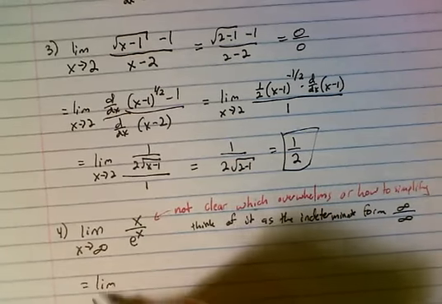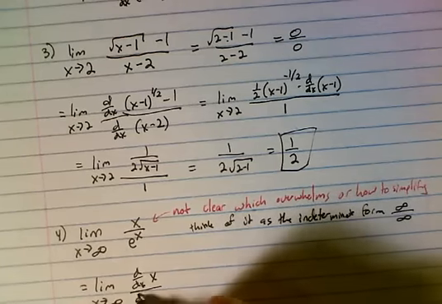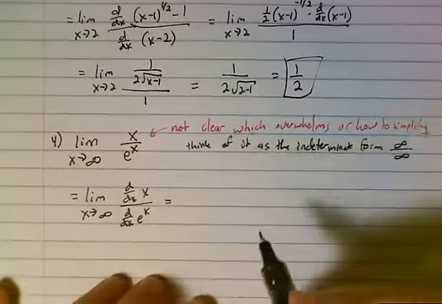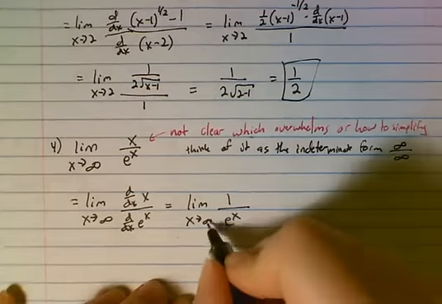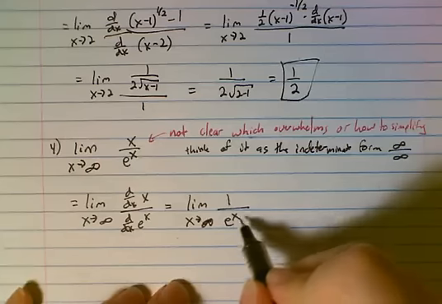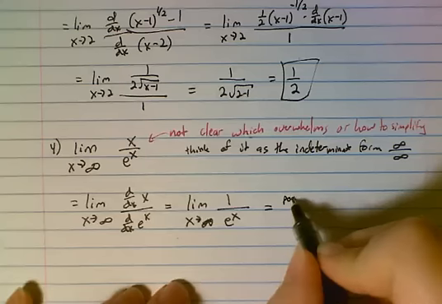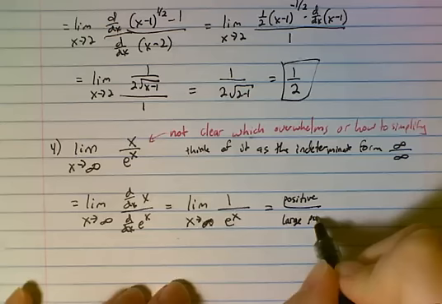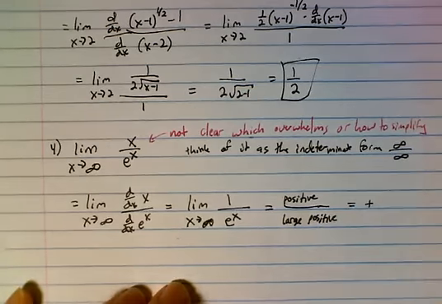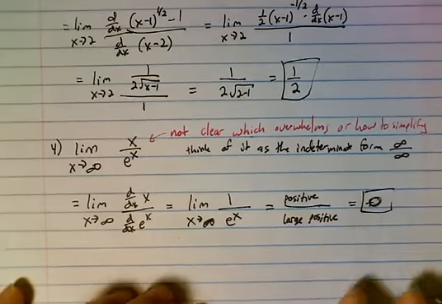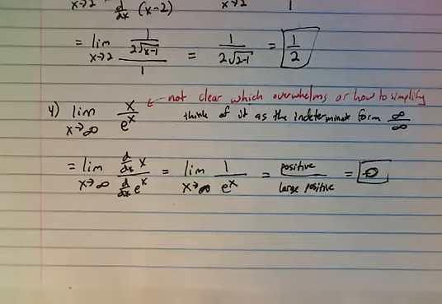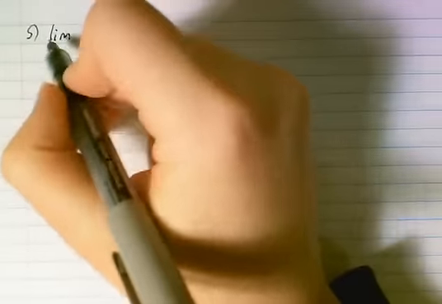So let's turn that into the limit as x approaches infinity of the derivative of x over the derivative of e to the x. Derivative of x is 1, derivative of e to the x is e to the x. And now we're looking at, as this gets very, very large, a positive number over a large positive. Positive divided by a positive is a positive. Any number divided by a very, very large number is going to get closer and closer to zero. So we could do this one.